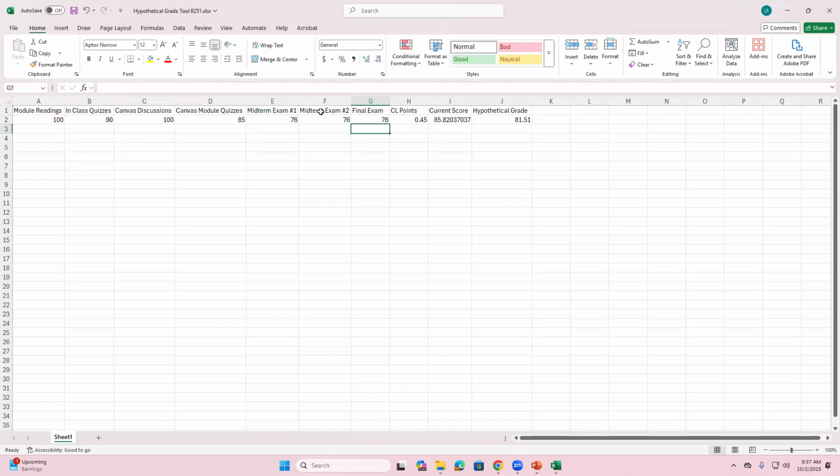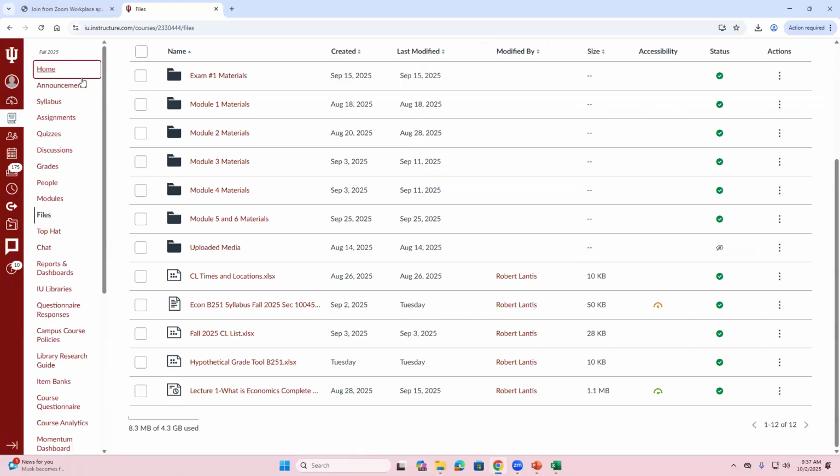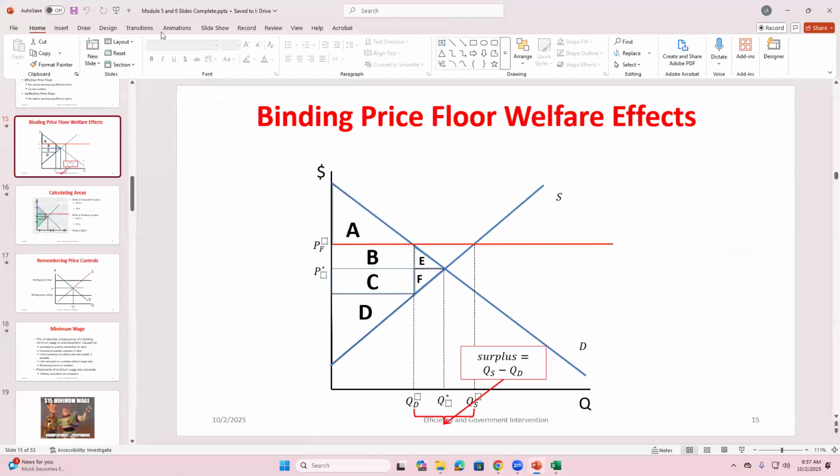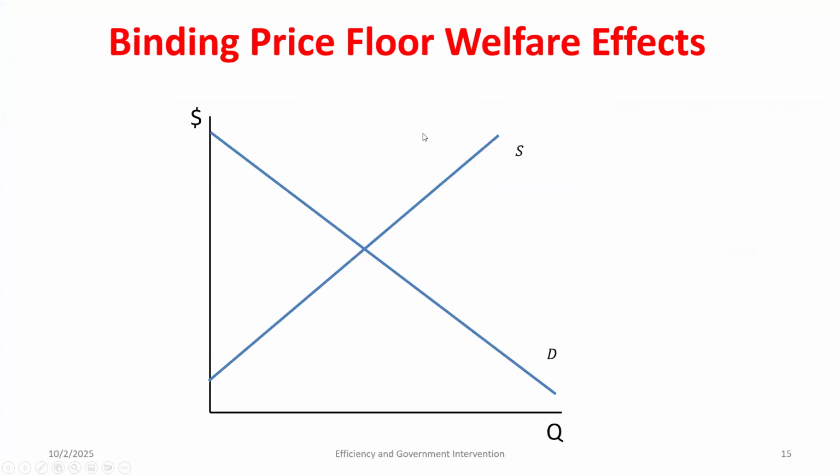If you have any questions about using this, feel free to reach out to me. I can give you a better idea what you would need if you're having difficulties with this, if math isn't really your thing. So other than that, we'll jump in right where we left off, which was talking about price floors, right? So any questions before we jump into material here?